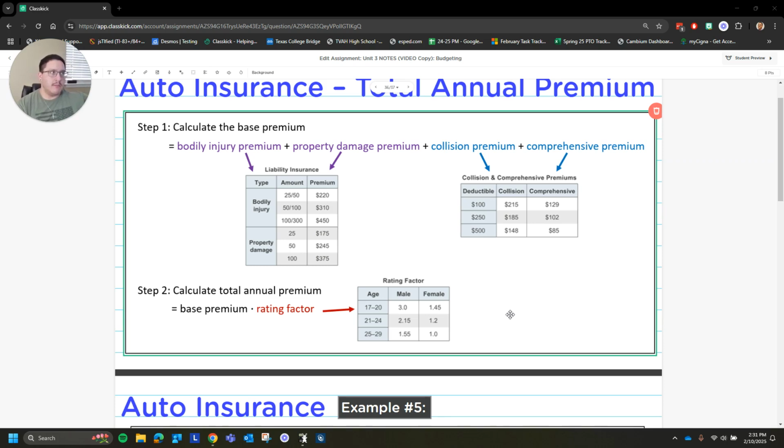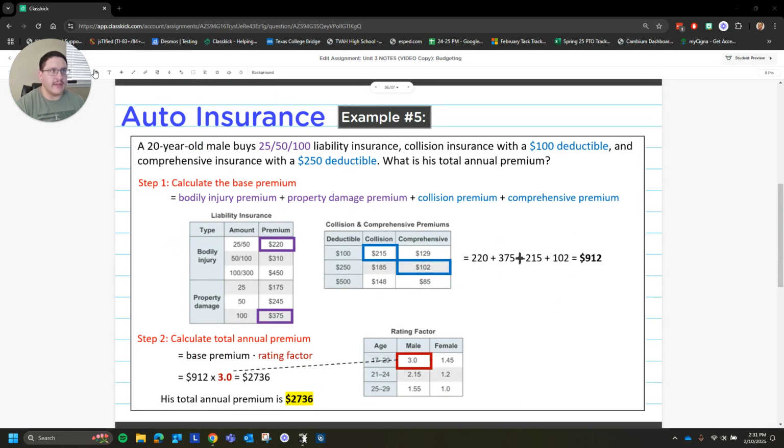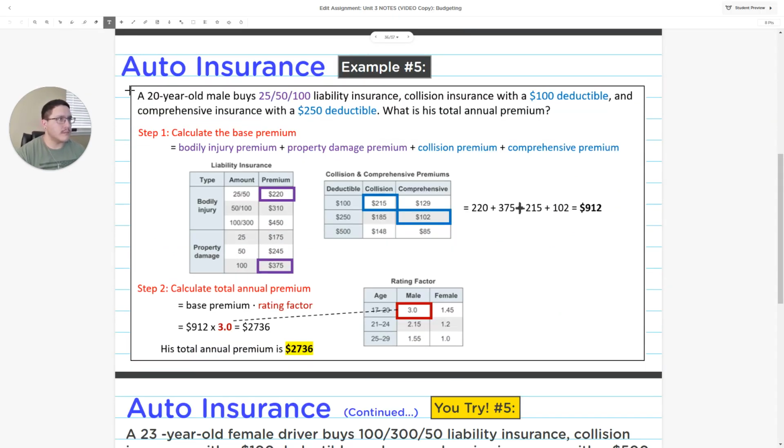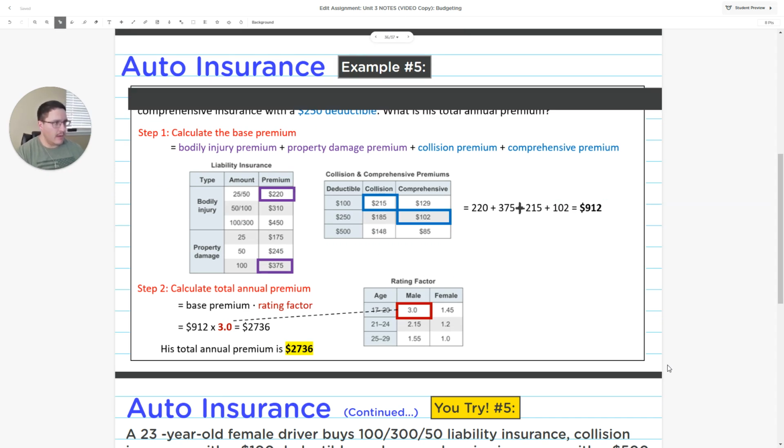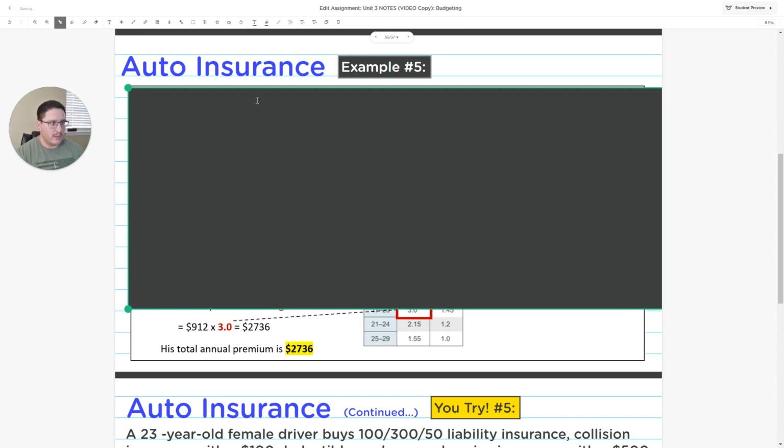And then even further than that, young males get into more accidents than young females. So that rating factor also gets applied to your premium to calculate for purchasing. Okay, so we're going to keep all this in mind and then look at this next example right here. I'm going to cover some of this up and then reveal it as we go.